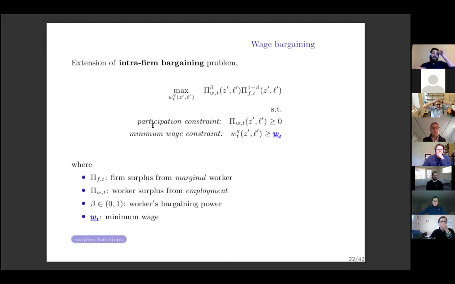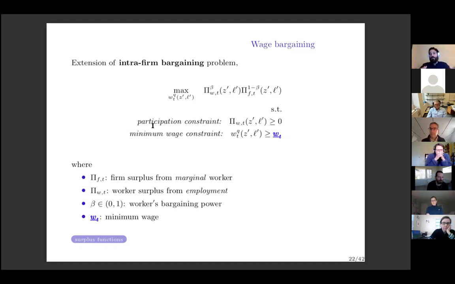The second element that I want to stress is how wages are determined. Wages are bargained between every firm and the entire workforce through an intra-firm bargaining protocol, which maximizes the joint surplus of the firm and the pool of other workers. This protocol is subject to two constraints: the participation constraint and the minimum wage constraint. The participation constraint is one that firms have to satisfy to make sure that workers are not willing to leave their firms, go to unemployment and search for a new job.